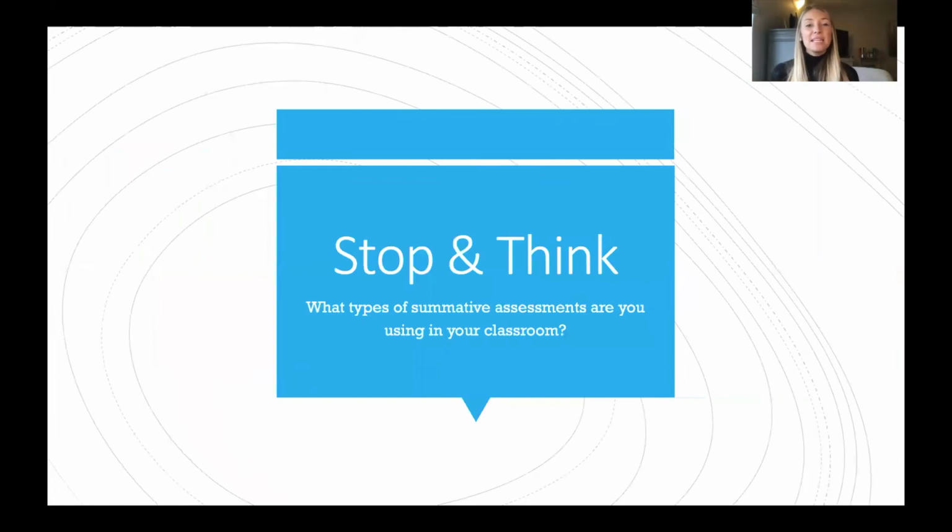So now I want us to stop and think once again, what types of summative assessments are you using in your classroom? And it's okay to be honest. I've been a teacher and I know that I have used multiple choice questions. I've used end of the unit exams. So it's okay to be honest. We want to be honest with ourselves. What types of summative assessments are you using in your classroom? Please stop this video, and then when you're ready to continue, you can start it back up again.